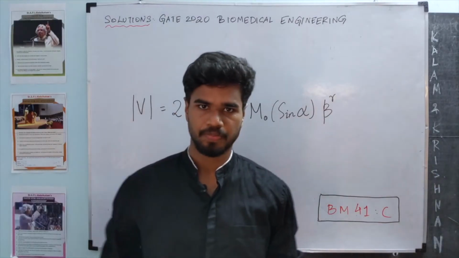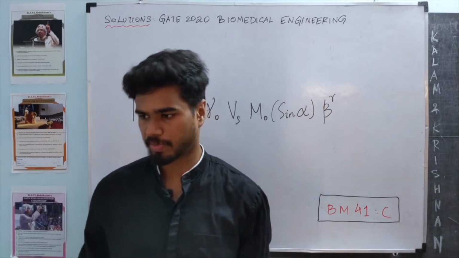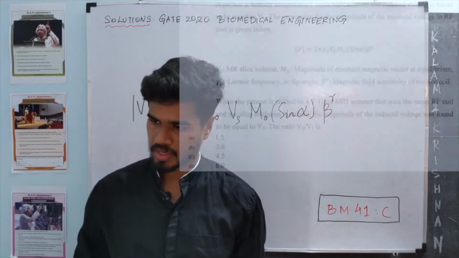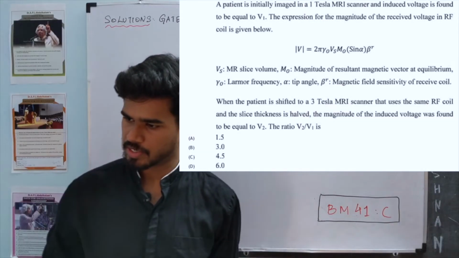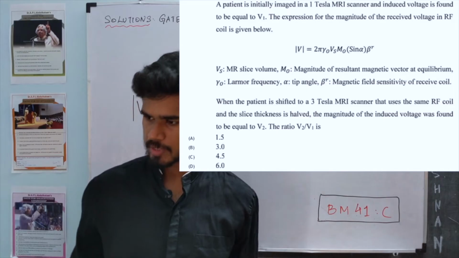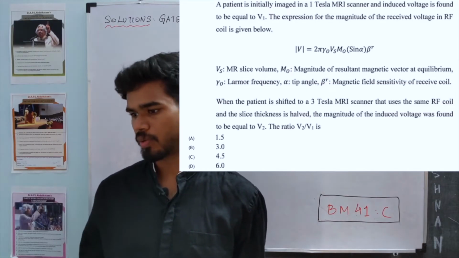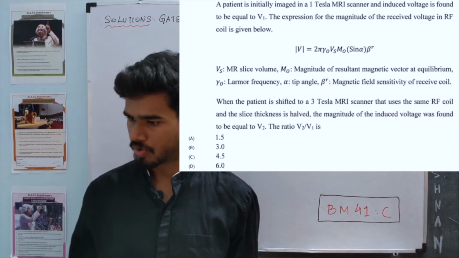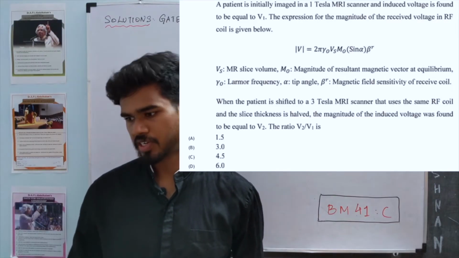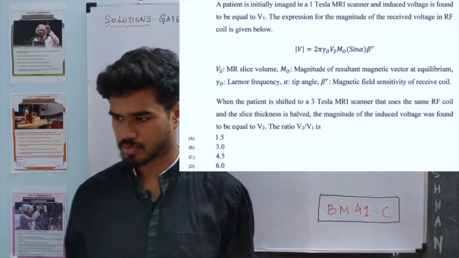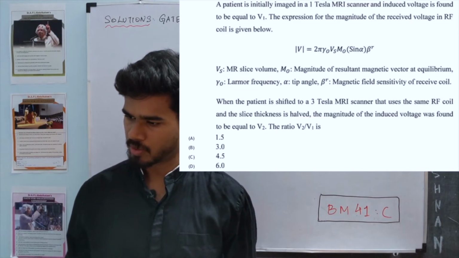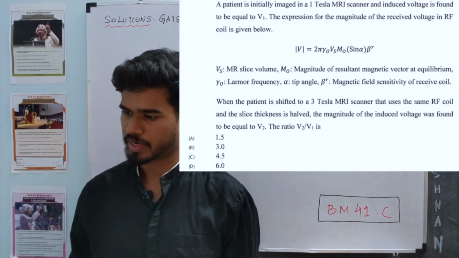For the first question, this is one of the most important questions from the whole GATE paper, and the question is also framed very interestingly. A patient is initially imaged in a 1 Tesla MRI scanner and induced voltage is found to be equal to V1. Expression for the magnitude of the received coil voltage, R of coil, is given below, okay. And when the patient is shifted to a 3 Tesla MRI scanner that uses the same R of coil and the slice thickness is half, the magnitude of the induced voltage was found to be equal to V2, ratio of V2 and V1.